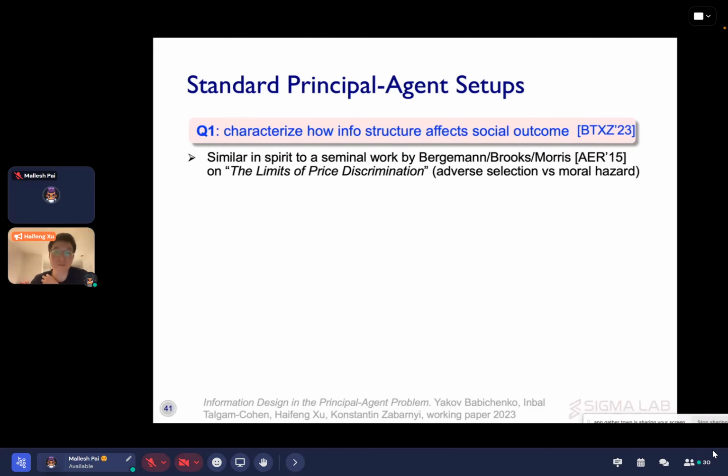In the monopoly pricing problem, the information relates to adverse selection because it's about the buyer's private type. In our case, it's related to a notion called moral hazard, because the information is about the hidden action that's not observable by the principal. So this is usually called moral hazard. It's an interesting connection to, and also difference from, the previous work.